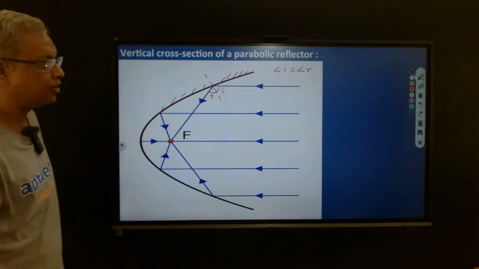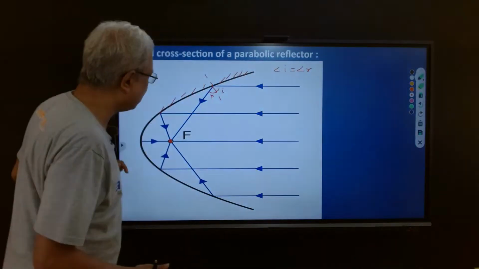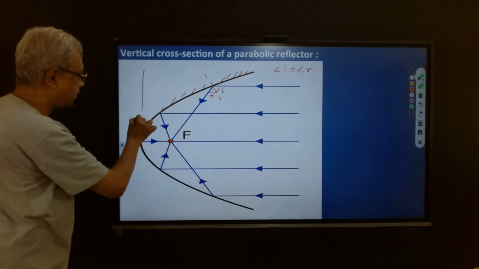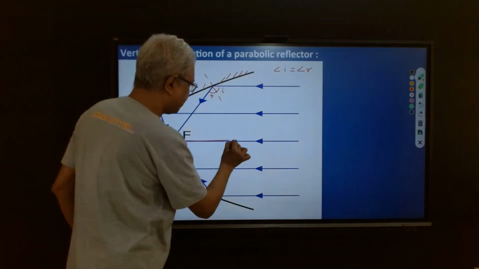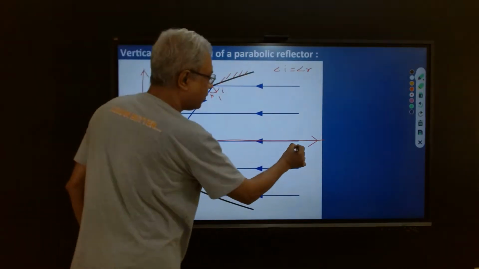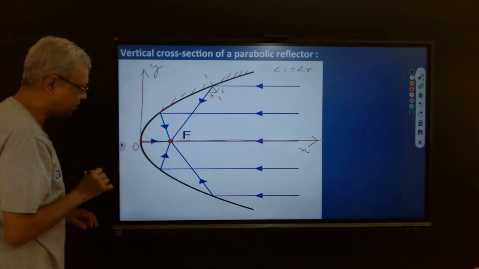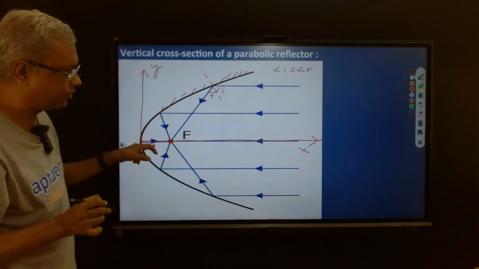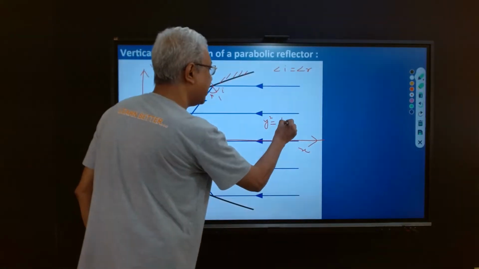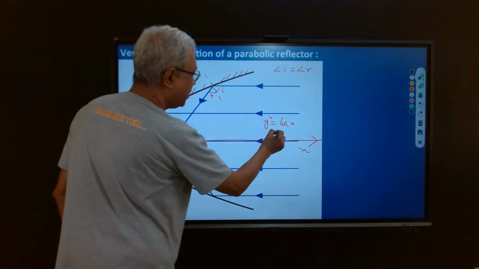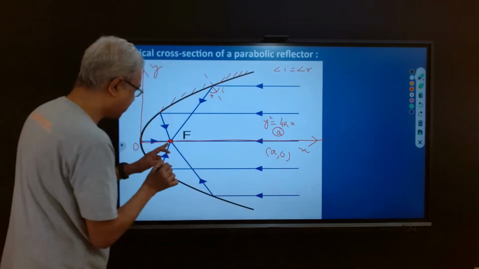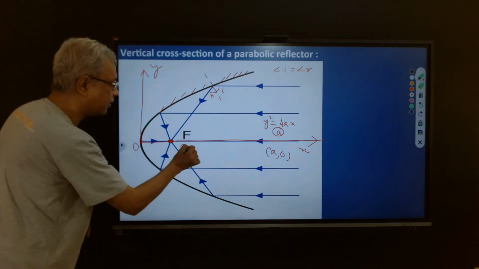So this is the problem. How do I do that? Now this parabola is a given parabola. If I choose a coordinate system like this, if I call this the y-axis, and this the x-axis, and this the origin, then the origin coincides with the vertex of the parabola, and the equation of the parabola will be y square equal to 4ax, where the focal length is a and the coordinate of the focus is (a, 0).